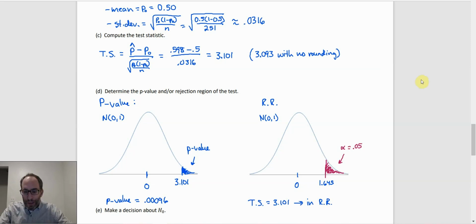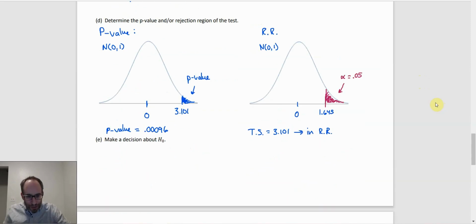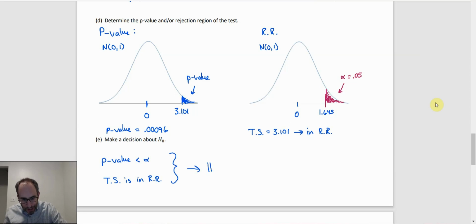All right, so then the decision, we're going to get the same decision that we had before, right? Because either you could say the p-value is less than alpha, which it is, or the test statistic is in the rejection region, and those are the cases where you would reject the null. So either approach that you took, you would end up saying that the null should be rejected.